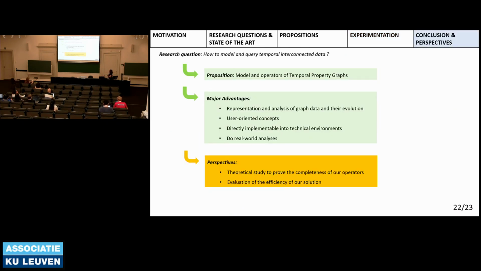So to conclude on this presentation, we proposed a new solution to model and query temporal interconnected data to cope with the lack of existing solutions. Our solution has several advantages. First, it provides both means to represent and analyze graph data with time dimension and to retrieve their evolution over time. Also, this solution is based on user-oriented concepts, so it provides a unified framework for designers and developers.